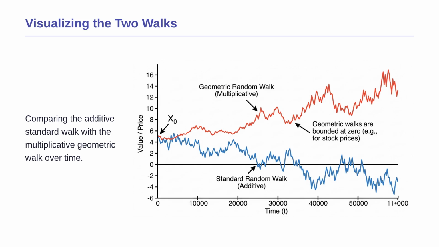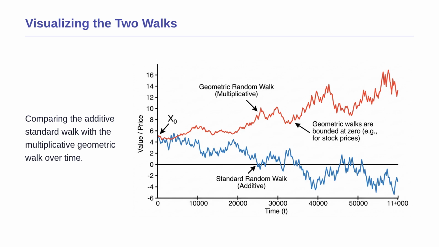To truly cement this idea, let us look at a visual comparison of the two walks. On this graph, the horizontal axis represents time and the vertical axis represents the value or price. Both walks start at the exact same initial positive value. Notice the standard random walk, the lower curve. As time goes on, the additive negative shocks eventually drag the value below the zero line into negative territory.